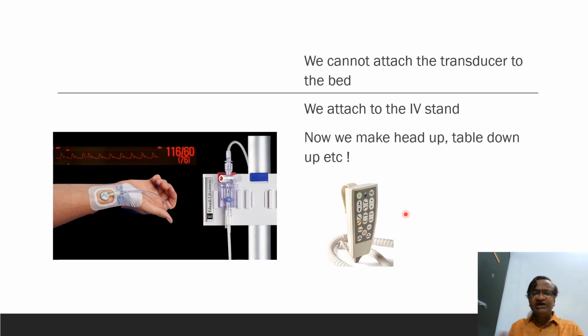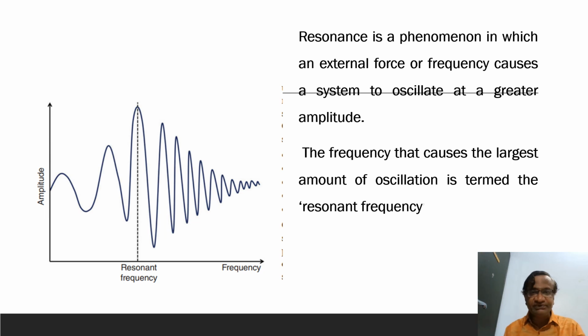Mostly, we cannot attach the transducer to the bed. We attach it to a nearby stand. We have attached the nearby stand and you are moving head down, head up, table down, table up. So many things will come. But here the transducer is connected to the IV saline stand. So this is going to be stable, while the patient is going to be head up, head down, table down, all these things. So we need to see what is happening with regard to the phlebostatic axis and the transducer.